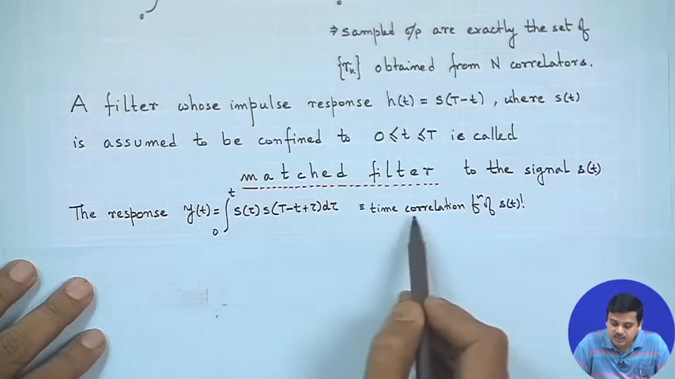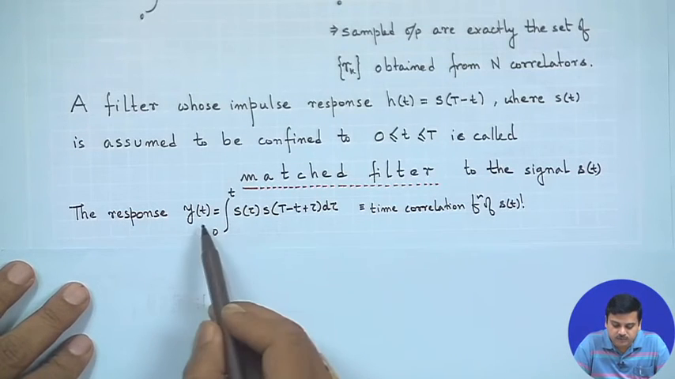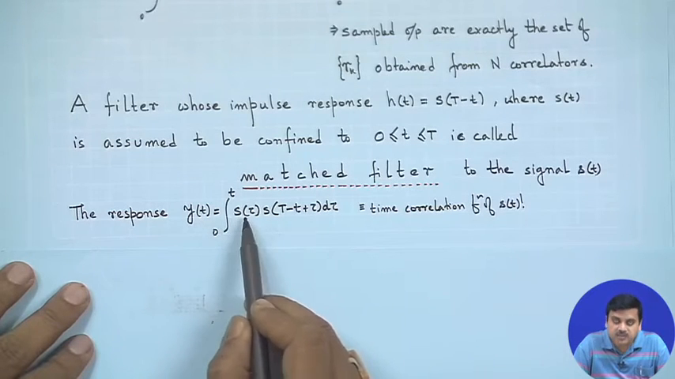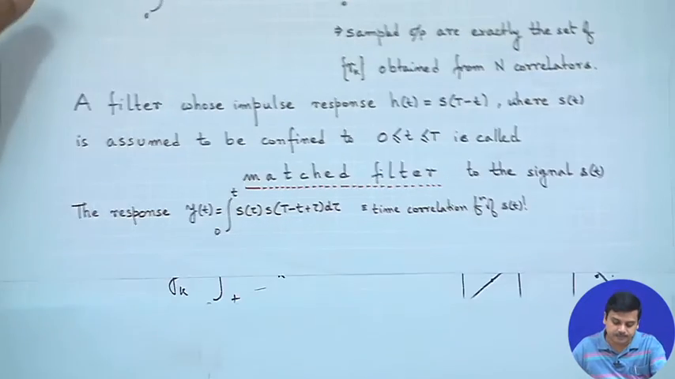So, this, if you look at it, is again the time correlation function of s of t. Basically it is the correlation of s with itself, with of course the time gap.